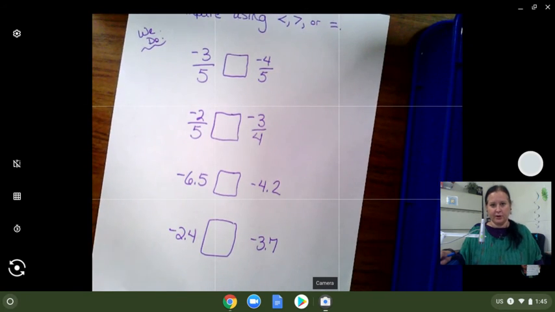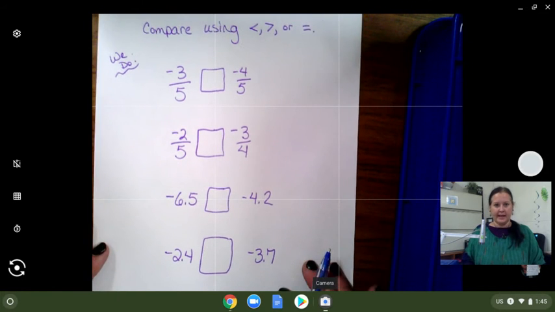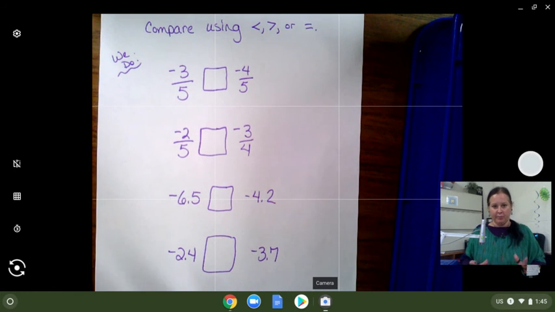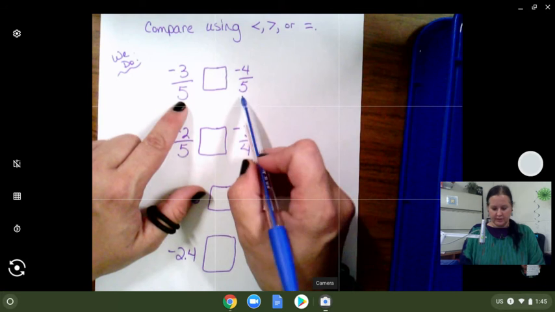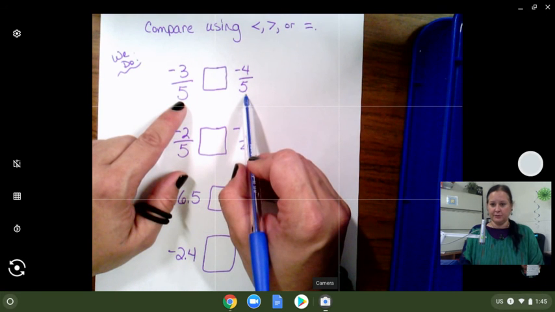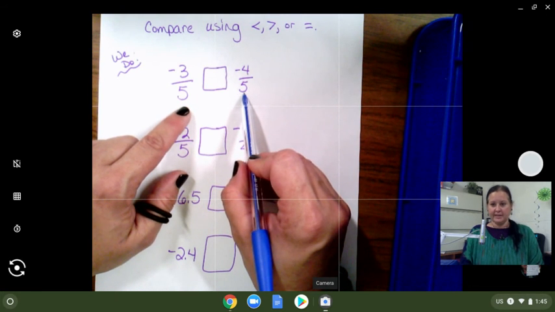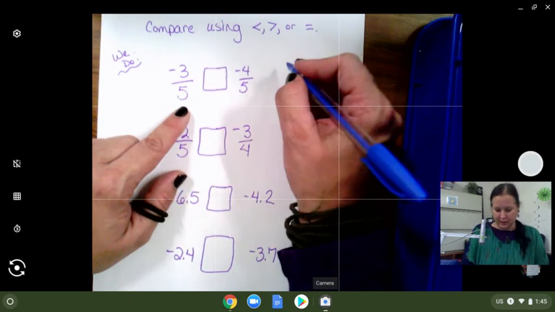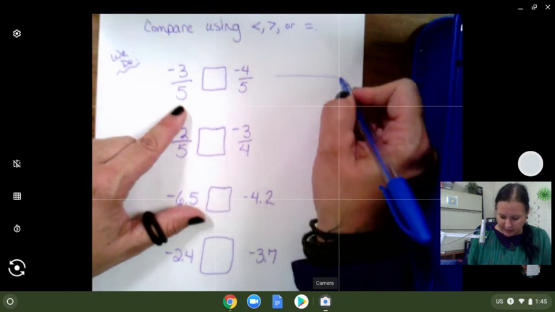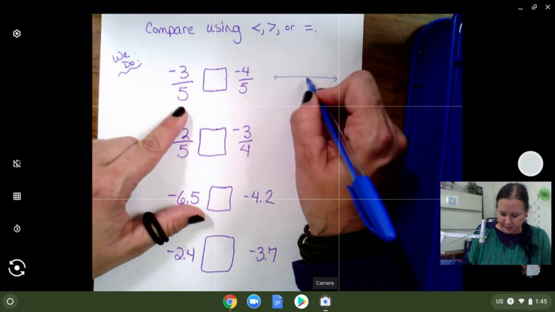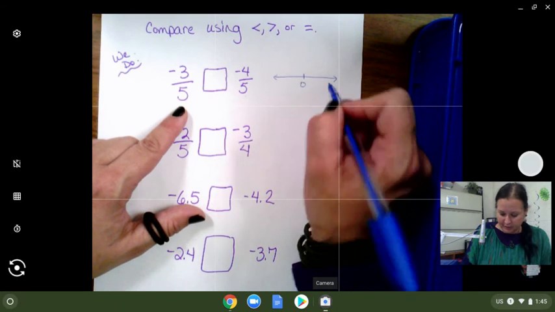And then we are just going to go through these and discuss them. We're going to do them together. You could pause and write them all down so that when you go ahead and do these with me, you're already prepared. So what I notice about these first two is that they have the same denominator. So I'm going to use a number line, and I'll be honest, I prefer the horizontal number line.